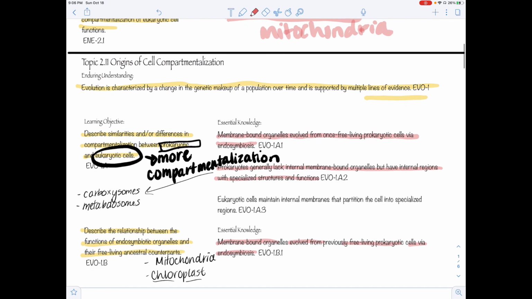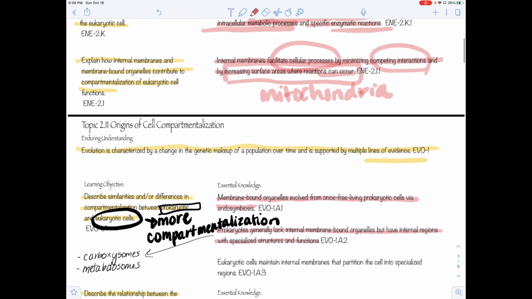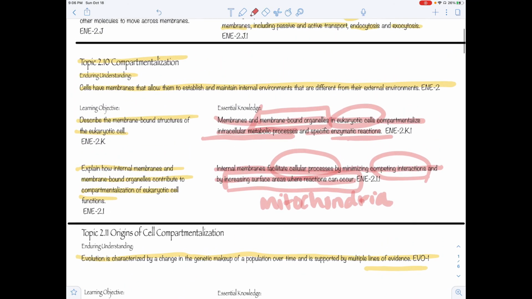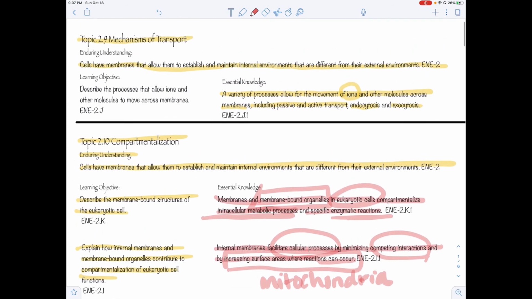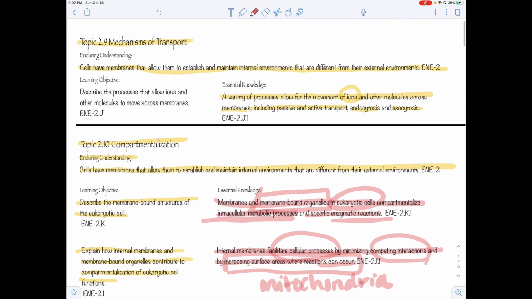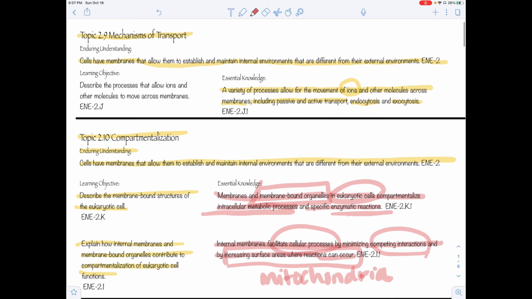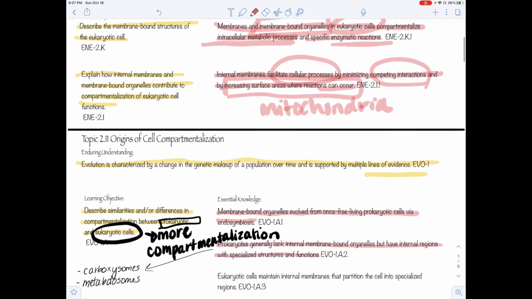So I definitely suggest you go back if there are components on here that you are not familiar with or you didn't fully understand. I would like for you to go back to your notes when we talked about these topics earlier, embedded in our other topics, so that you can make sure that you fully grasp the essential knowledge and the learning objectives within these topics.